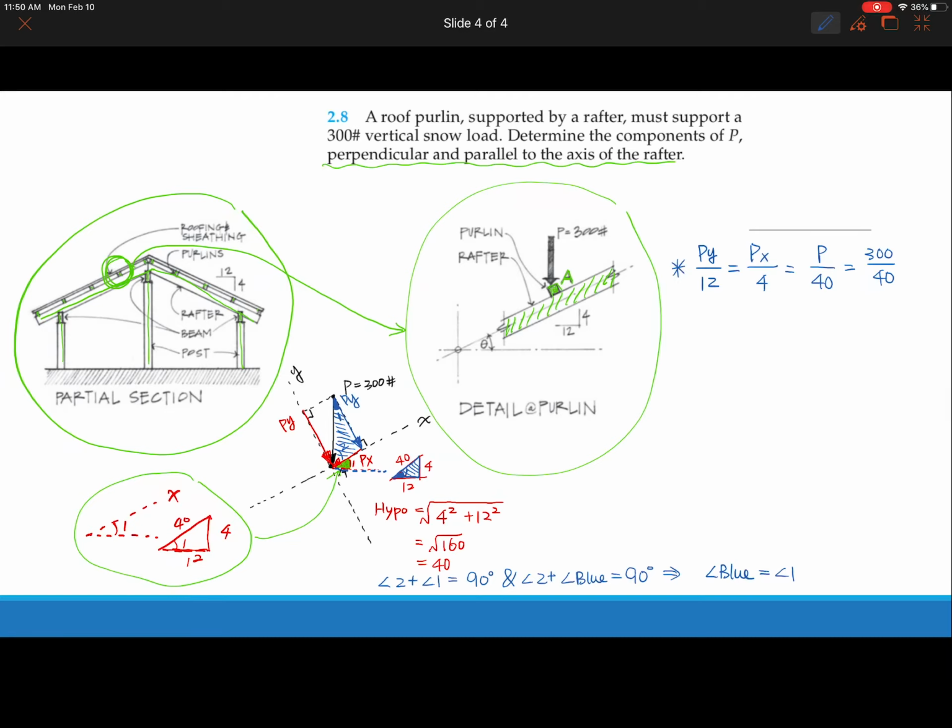Now you have this main equation, and then you can solve for Px and Py. That equation gives you two small equations. Py over 12 is 300 over 40. Can you solve for Py? Of course. Another small equation generated from the star equation is Px over 4 is 300 over 40. Can you solve for Px? Of course. All right, so this is all about the homework. I hope the hints can help you get 100% of the score for this homework.